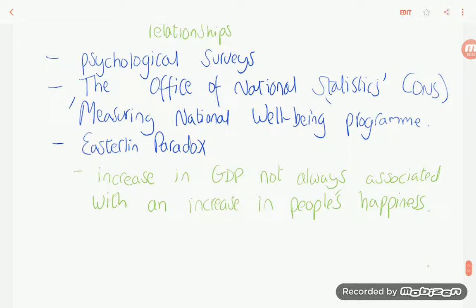This leads us to one final consideration, the Easterlin paradox. The Easterlin paradox, named after the economist Richard Easterlin, describes how increases in GDP are not always associated with increases in people's happiness levels. Easterlin found that when incomes are not sufficient to meet basic needs, increasing GDP does not lead to greater happiness. But people in rich countries tend not to be much happier than those in poor countries. And as people get richer, the happiness levels generally don't increase along with their income.